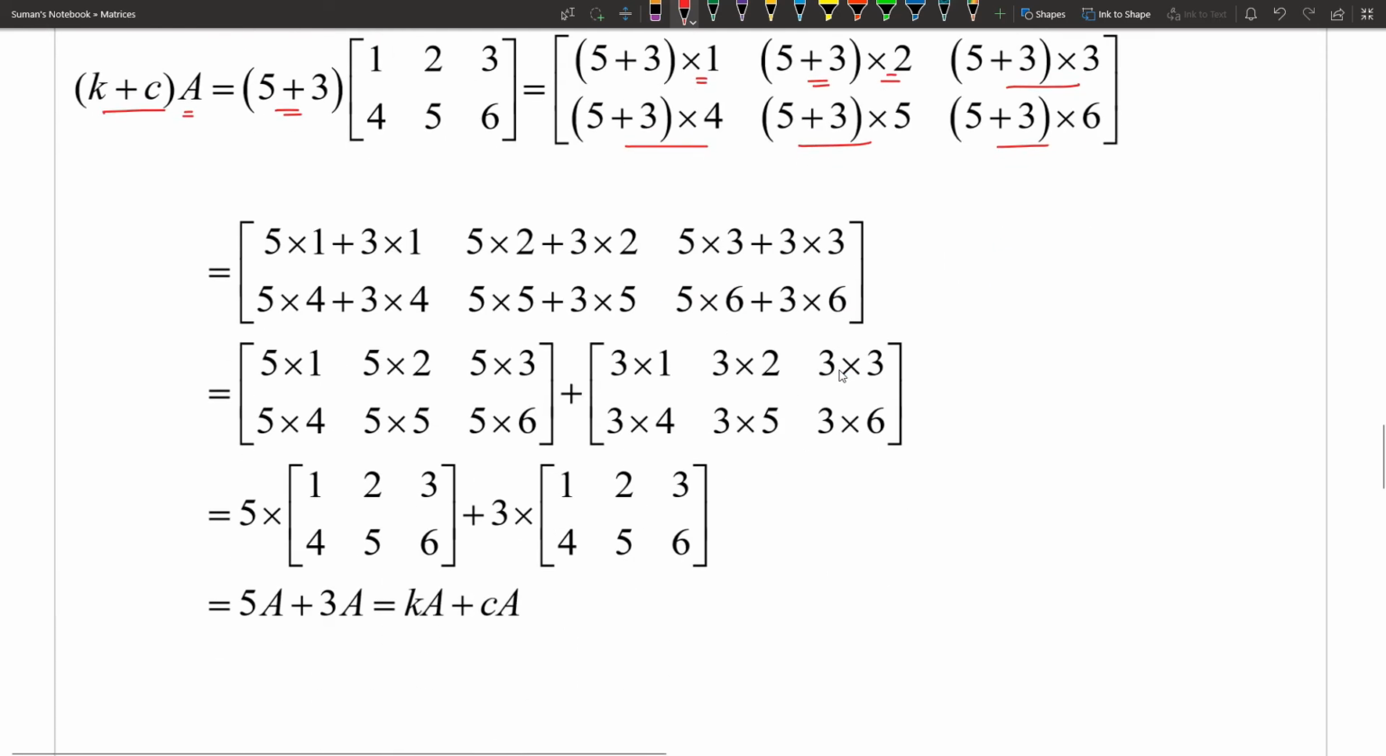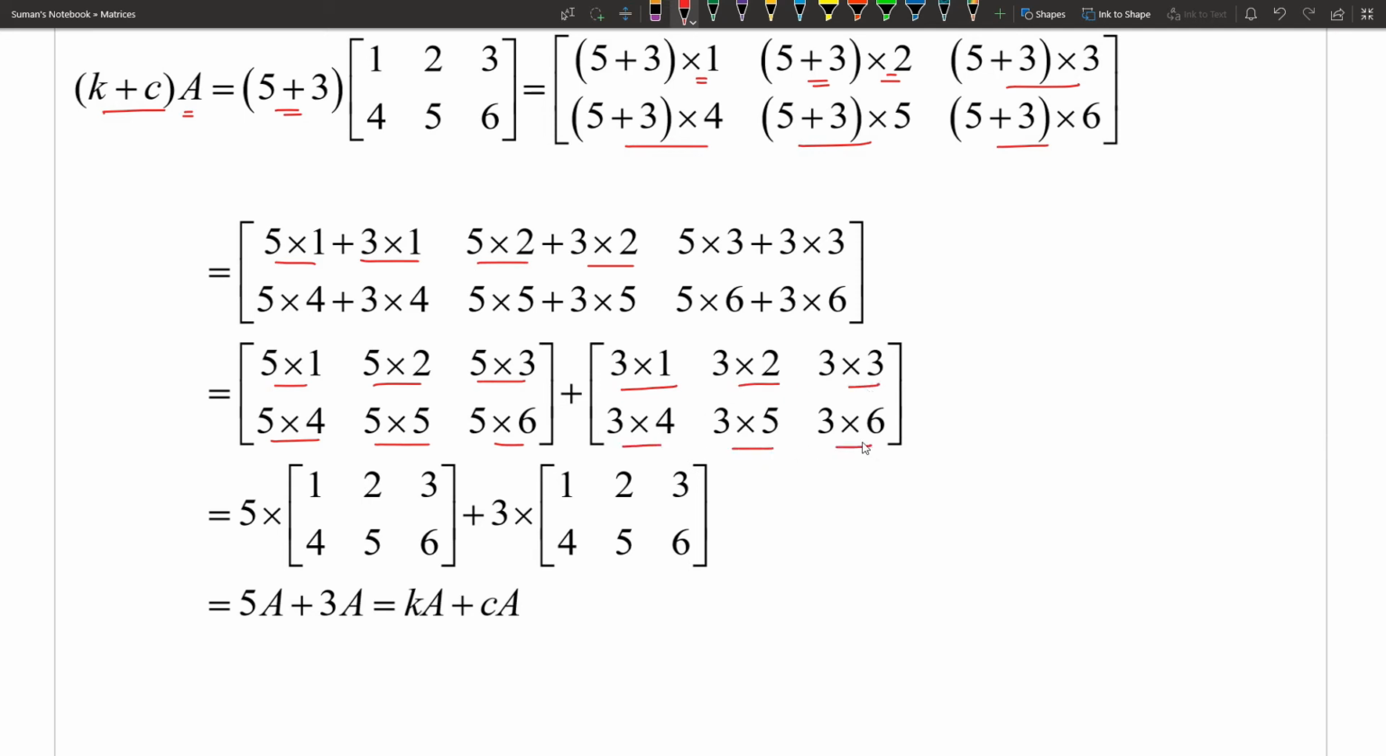Then after multiplication, as the plus sign is there, from the simple property of the natural numbers, we are writing 5 cross 1 plus 3 cross 1, 5 cross 2 plus 3 cross 2, and the same for the other elements. Then we are decomposing into two matrices for the plus sign. One matrix we are getting is 5 cross 1, 5 cross 2, 5 cross 3, 5 cross 4, 5 cross 5, 5 cross 6 according to the row. And another matrix we are getting is 3 cross 1, 3 cross 2, 3 cross 3, 3 cross 4, 3 cross 5, 3 cross 6.